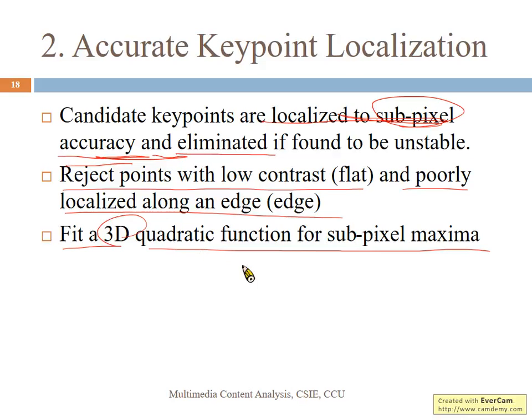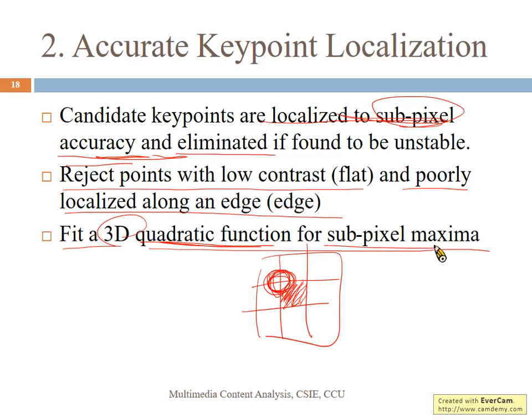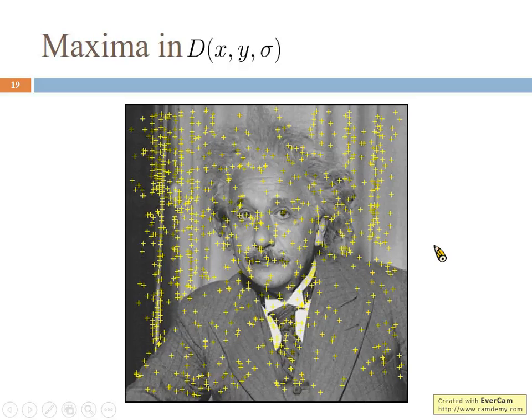So we may detect the feature point at subpixel accuracy. For the first step, we may just find this pixel. This pixel is a key point, but the actual extrema may occur around here, and then we use a quadratic function to estimate the location of the key point at subpixel accuracy. So we directly show some sample results here.